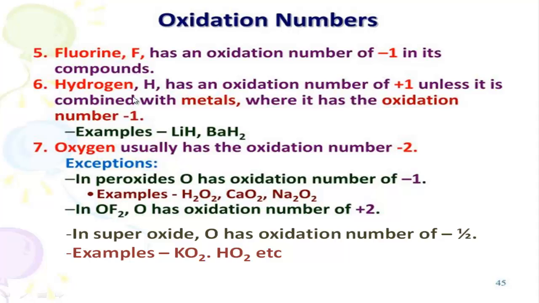Then also oxygen. When oxygen combines with any non-metal or metal, generally its oxidation number is -2. But in case of peroxides, for example hydrogen peroxide, calcium peroxide, sodium peroxide, the oxidation number of oxygen is -1. And in case of superoxide, for example potassium superoxide, the oxidation number is always -1/2.